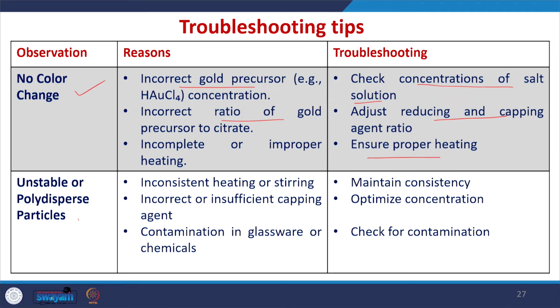And if you are getting unstable or polydispersed nanoparticles, it may be due to inconsistent heating or stirring. So, try to maintain consistency throughout the experiment, and if there is an incorrect or insufficient capping agent, optimize the concentration, or if there is any contamination in the glassware or chemicals, then check for contamination. Always use clean and new glassware for synthesizing nanoparticles which we are using for biomedical application.